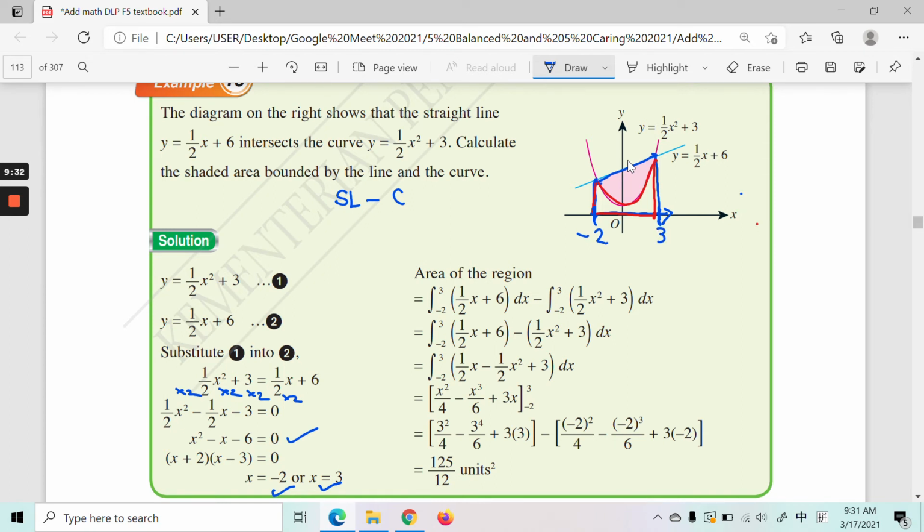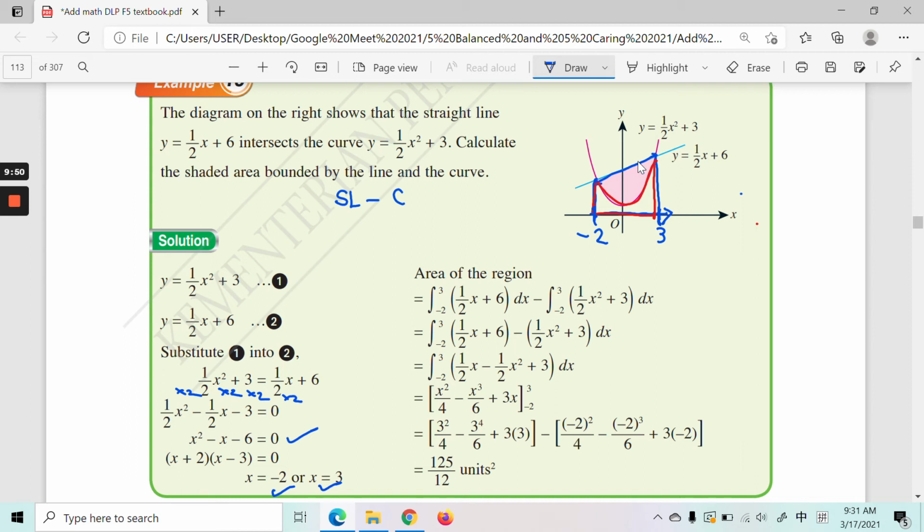So how to integrate this one? Similar to just now, this part, the blue color, the area under the straight line, is actually a trapezium, right? So you can choose either to use integration like this, or you use the trapezium area formula. So up to you.